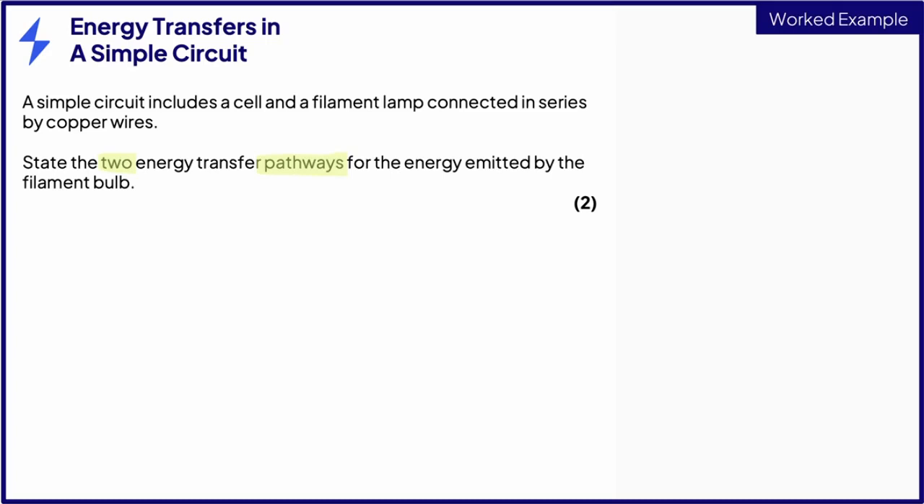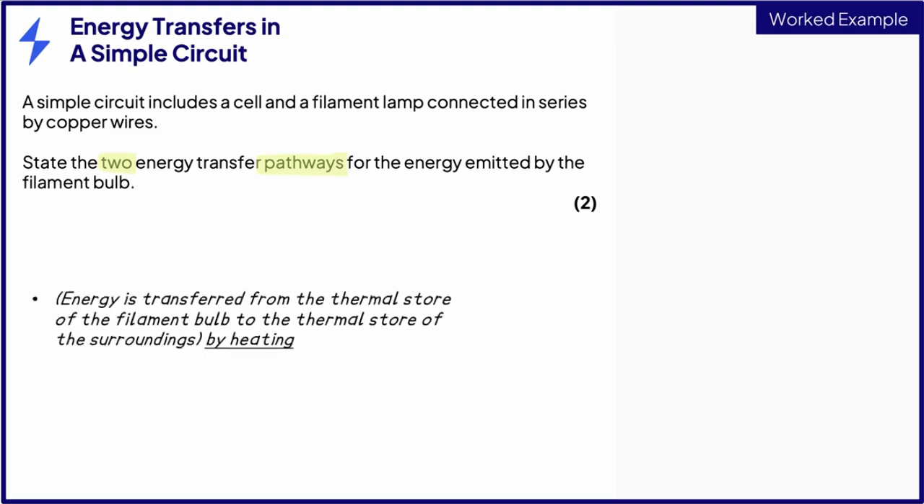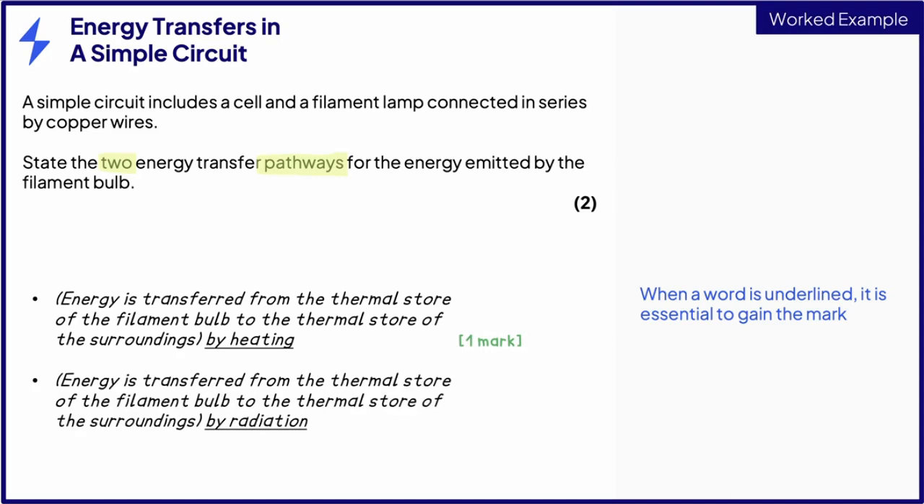The resistance in a filament wire causes heating to the extent that light is emitted from the bulb. Therefore, energy is transferred from the thermal store of the filament bulb to the thermal store of the surroundings by heating. That's the first mark. This energy transfer explains the resistance in the filament wire. Remember that when a word or phrase is underlined in a mark scheme, you need to say it in exactly that way to get the mark. Energy is also transferred from the thermal store of the bulb to the thermal store of the surroundings by radiation. That's for the second mark.